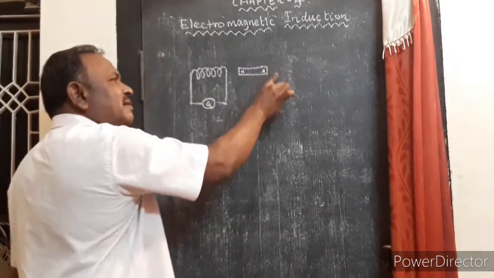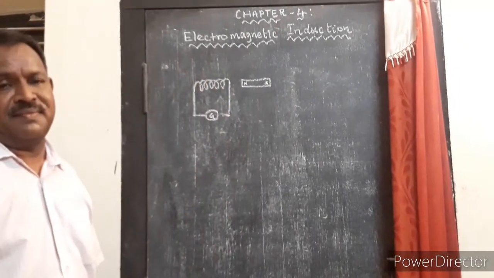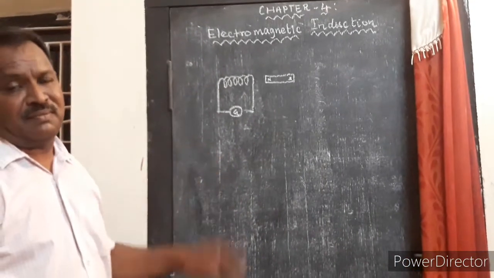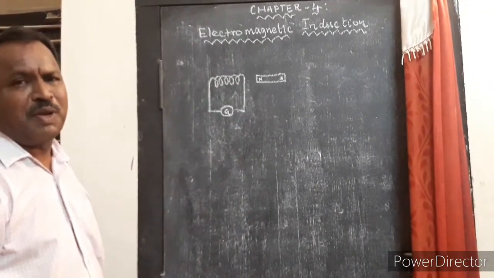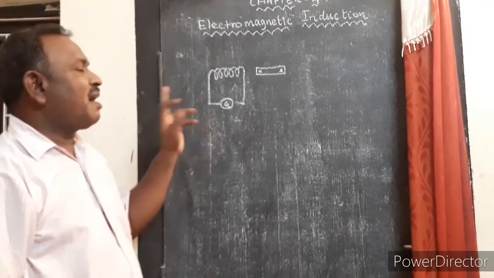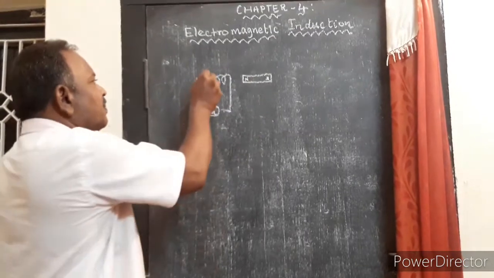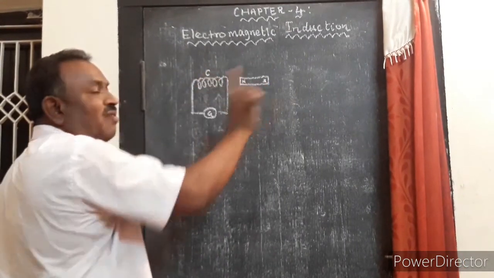Around the region of the magnet there is magnetic field. If there is magnetic field, there is magnetic flux. Now in Faraday's experiment, Faraday actually moved this magnet close to the coil and moved the magnet away from the coil.